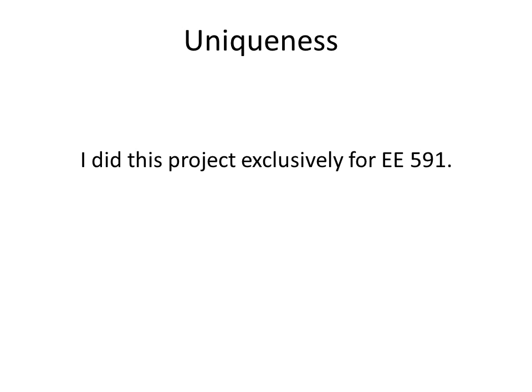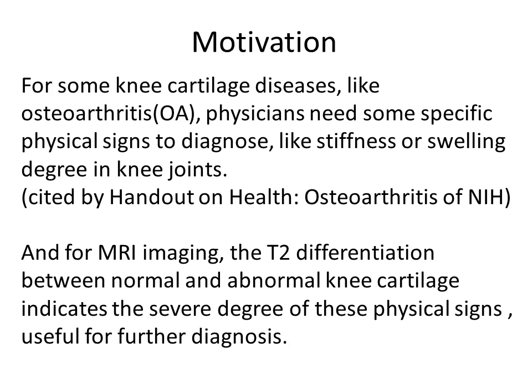And about the uniqueness, I did this project exclusively for EE591. So let me talk about the motivation here. Nowadays, for some knee cartilage diseases, like osteoarthritis, the physician needs some specific physical signs to diagnose, like the stiffness and the swelling degree in knee joints. And for MRI imaging, the T2 difference between normal and abnormal knee cartilage indicates the severity of these physical signs, which is useful for further diagnosis.